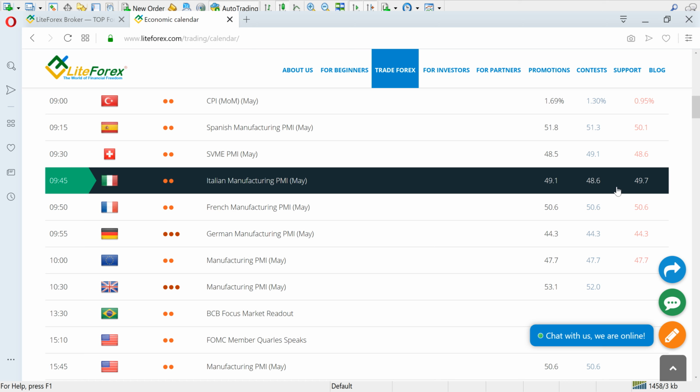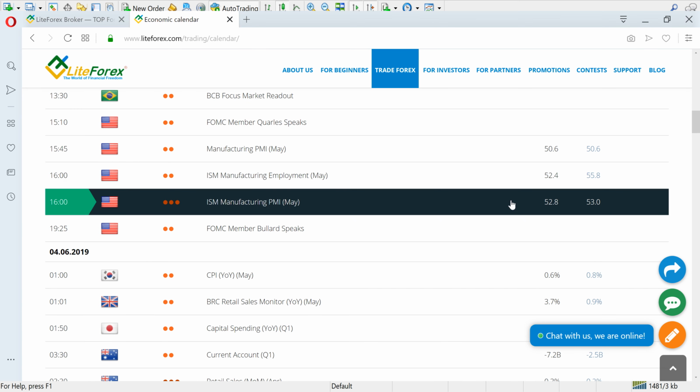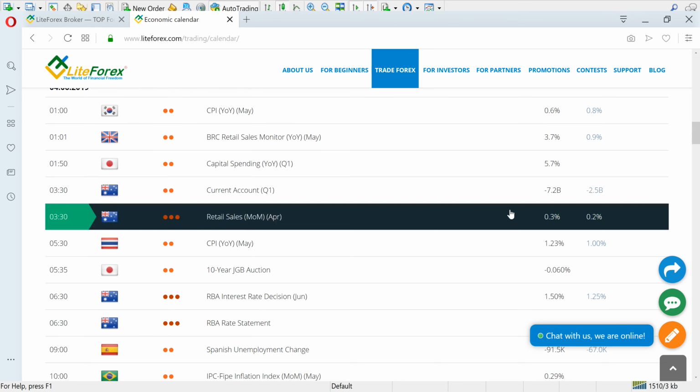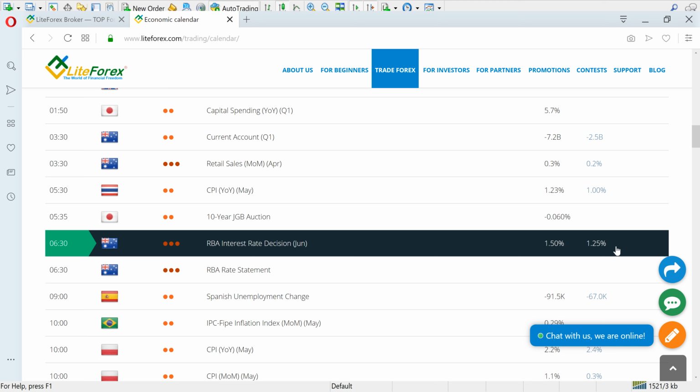On Monday, during the US session, America will release ISM manufacturing PMI, an important indicator which will tell us how US manufacturing is doing. On Tuesday, the 4th of June, and by the way, happy summer, congratulations, there will be the meeting minutes of the Reserve Bank of Australia, and according to the forecasts, the RBA will reduce its benchmark interest rate from 1.5% to 1.25%.